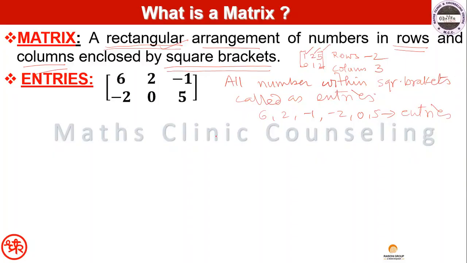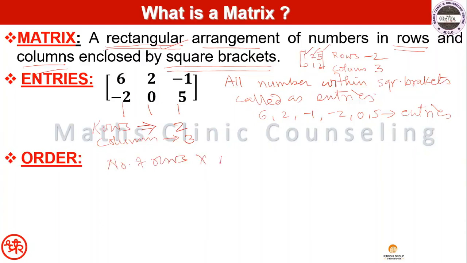Again, how many rows are there? Rows 2. Columns, how many? 1, 2, 3, so columns 3. And therefore what would be the order? Order is again the number of rows into number of columns. The number of rows is 2 and the number of columns is 3, so 2 by 3. So this is the order of the matrix.